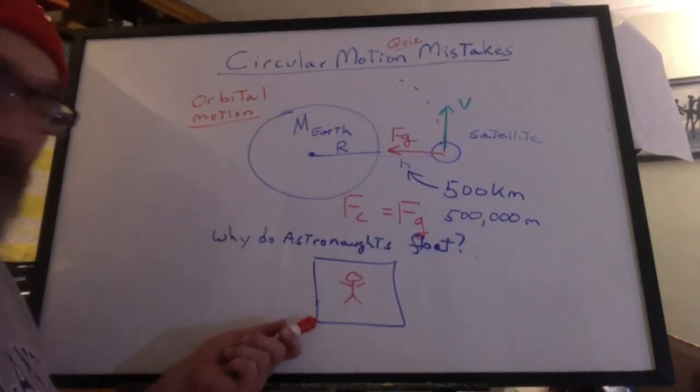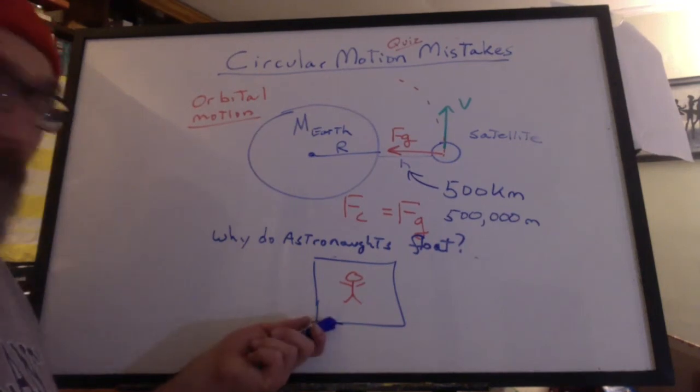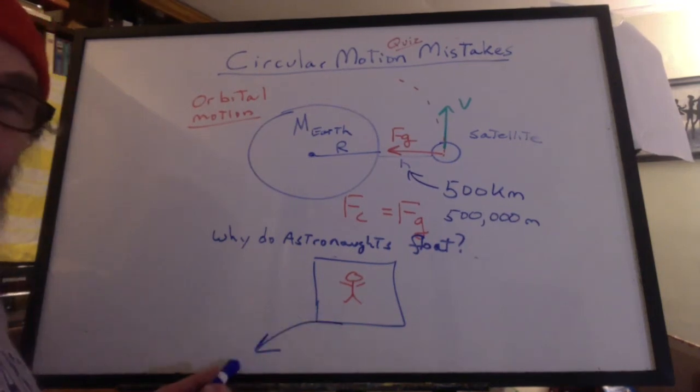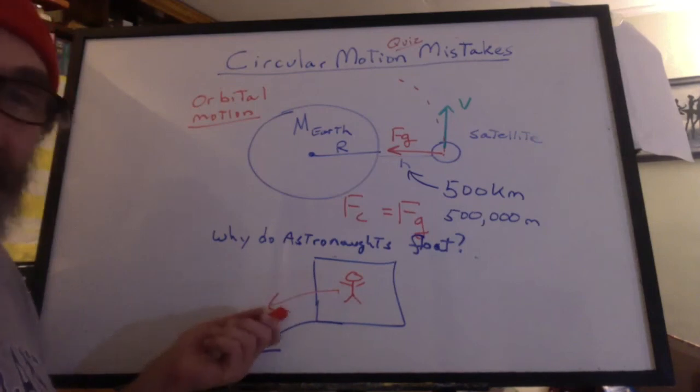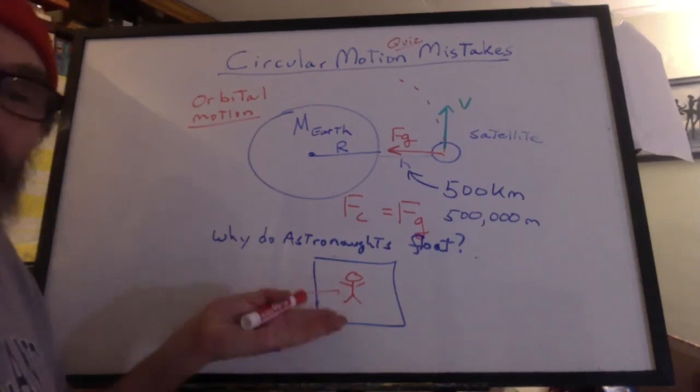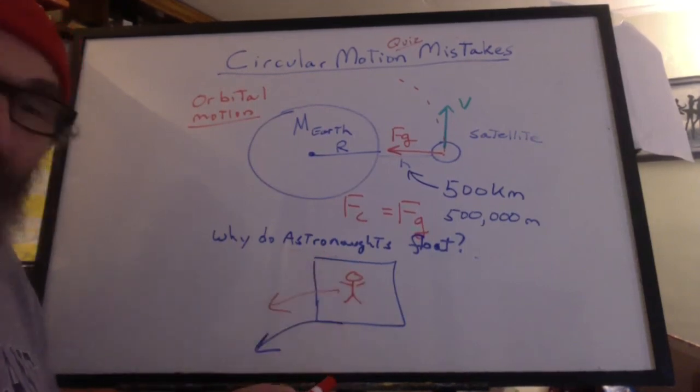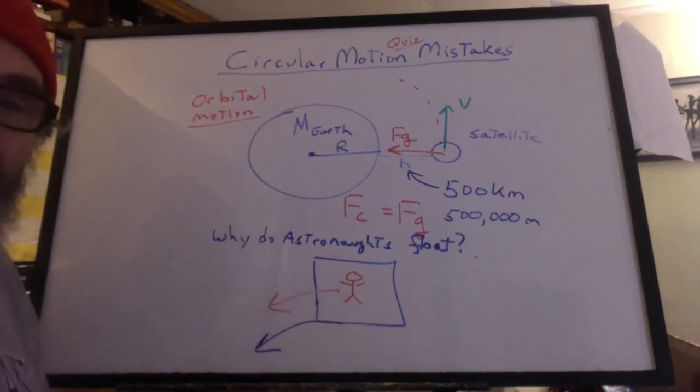So why do they float around in there? The bottom of the ship is curving with the orbit at the same radius that the astronaut is. There's nothing holding them up. The spaceship falls out from underneath the astronaut.